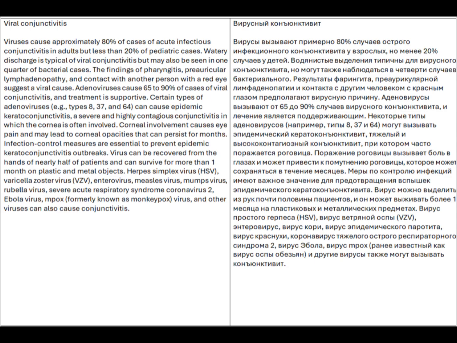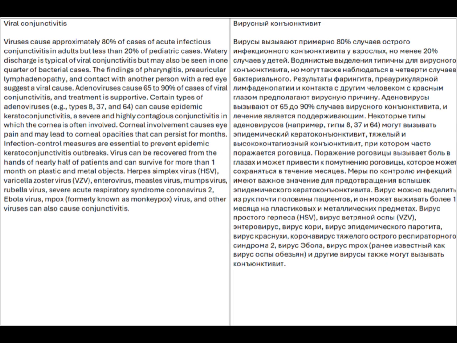The findings of pharyngitis, preauricular lymphadenopathy, and contact with another person with a red eye suggest a viral cause. Adenoviruses cause 65 to 90% of cases of viral conjunctivitis, and treatment is supportive. Certain types of adenoviruses, e.g., types 8, 37, and 64, can cause epidemic keratoconjunctivitis, a severe and highly contagious conjunctivitis in which the cornea is often involved. Corneal involvement causes eye pain and may lead to corneal opacities that can persist for months.